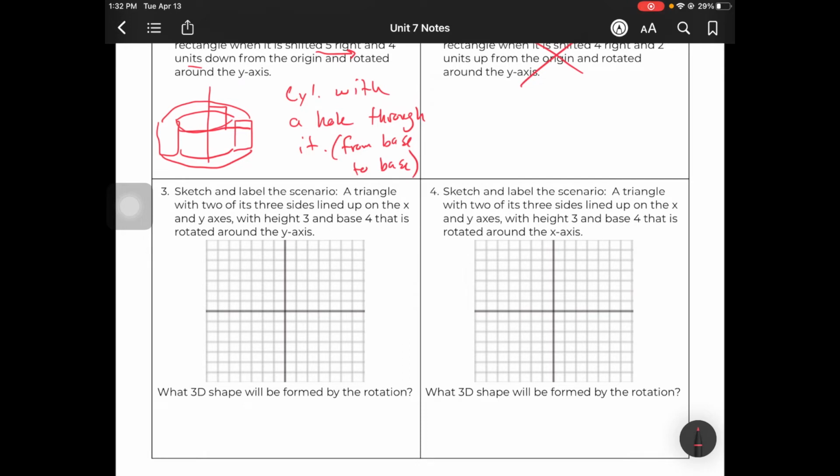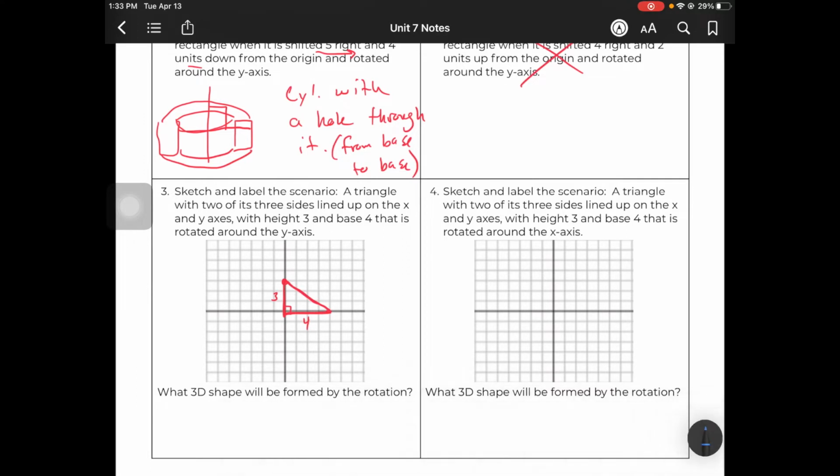So now we're going to take a look at doing some other sketches based on this, and we're actually going to put the graphs on there and describe the shape formed by the rotation. So number 3, we're told to sketch and label the scenario. So a triangle has 2 of its 3 sides lined up on the x and y axes. That makes it a right triangle, okay? So our right angle is going to be here. Okay, it has a height of 3, so there's the height measurement, and a base of 4. All right, there's our base measurement, 3 high, 4 wide. Okay, so that makes it a right triangle.